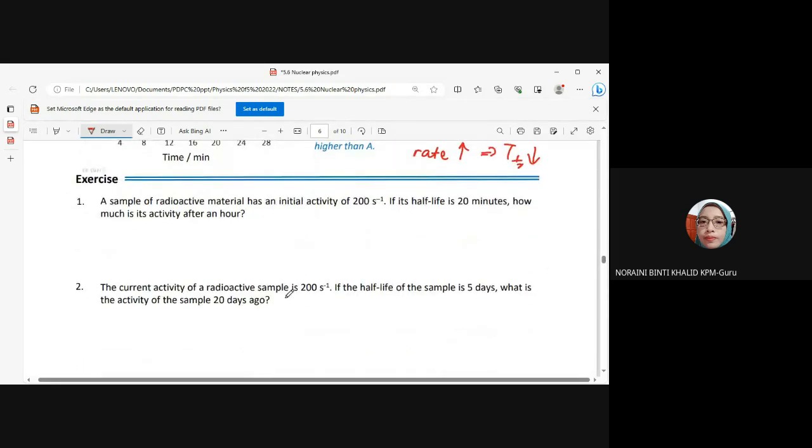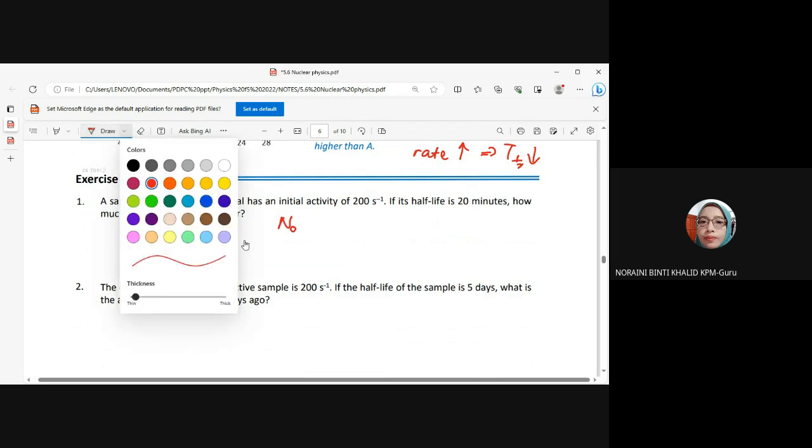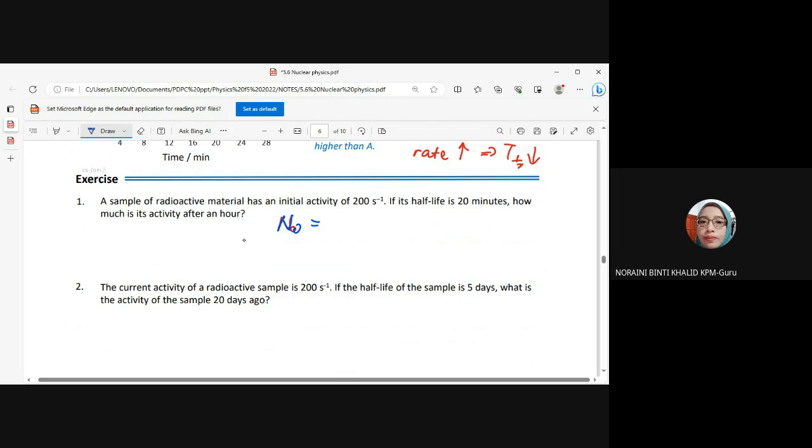Example, exercise number 1. A sample of radioactive material has initial activity 200. If its half-life is 20 minutes, how much is its activity after an hour? Let's try one question. Initial activity N0 is 200 s^-1. Half-life is 20 minutes. How much activity in 1 hour? 1 hour is 60 minutes.